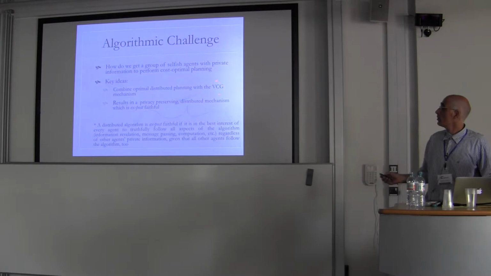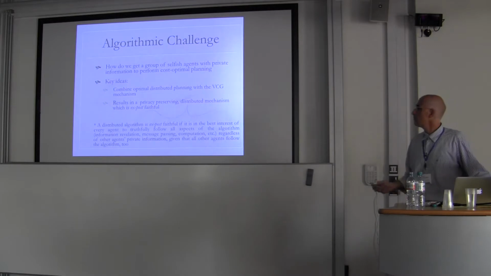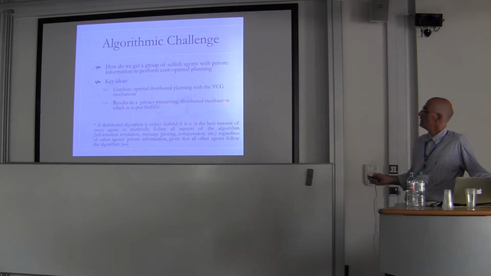There is a mechanism called Vickrey-Clarke-Groves, which originally was used in auctions, but it's used in many other settings. If you combine it with distributed planning, you can get a privacy-preserving distributed mechanism that has a property called ex post faithful. What is ex post faithful? We say that an algorithm is ex post faithful if it is in the best interest of every agent to truthfully follow all aspects of the algorithm, in our case, in revealing the information, passing the messages correctly, doing the right computation, regardless of other agents' private information, given that all other agents follow the algorithm.